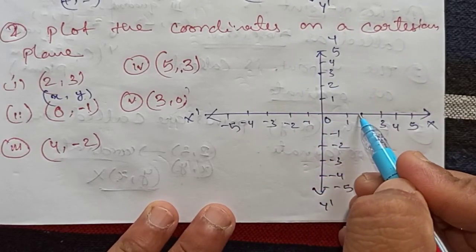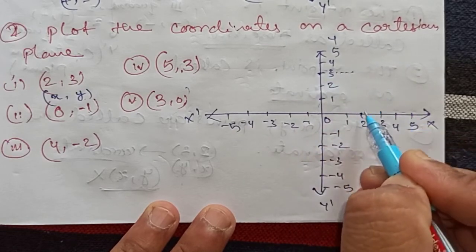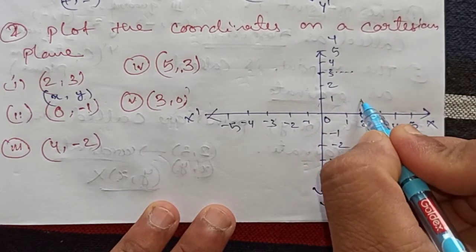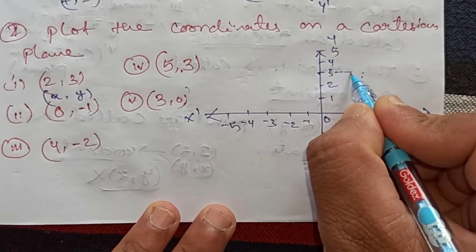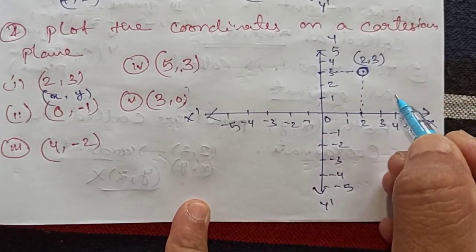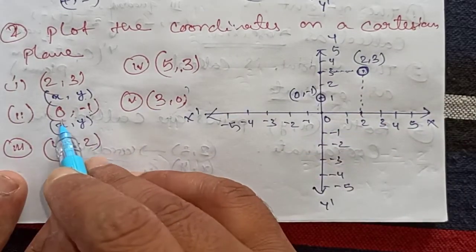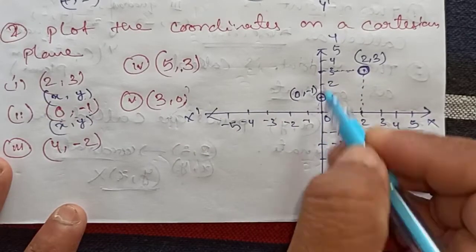So 2 is here for the x-axis, 3 is given here for the y-axis. Just draw a dotted line so that they will meet at a point. This point is the coordinate for 2 comma 3. Similarly, 0 comma minus 1.